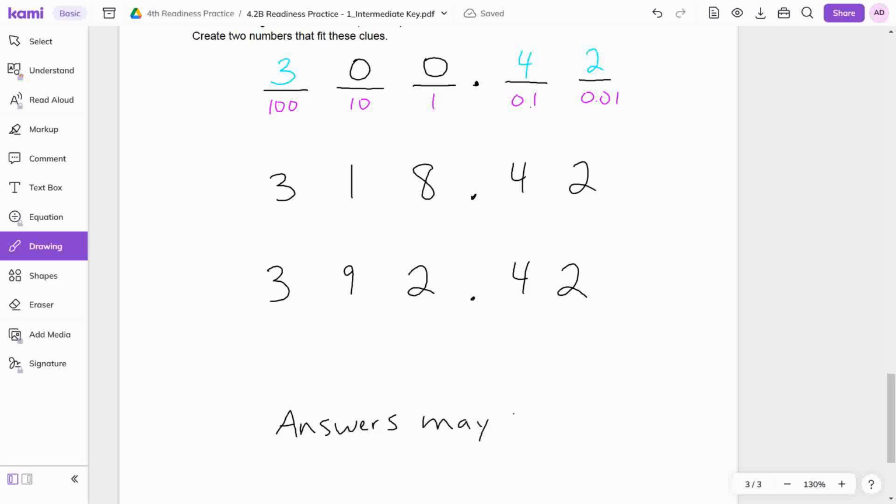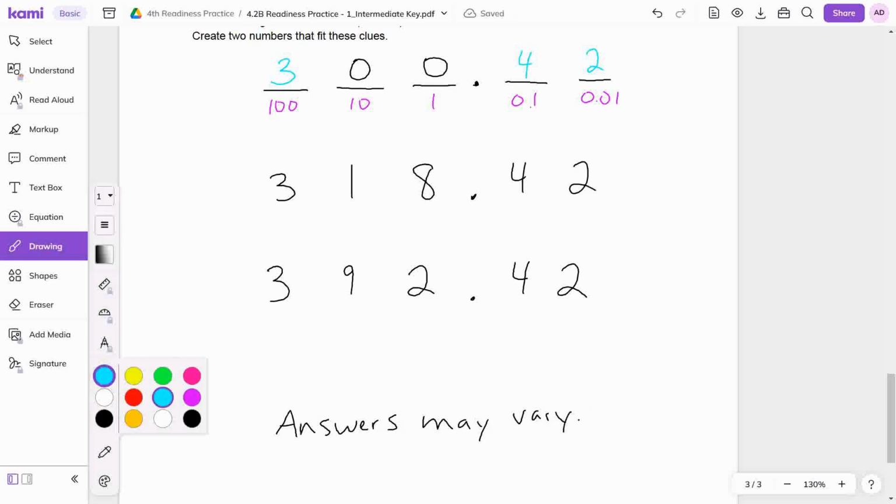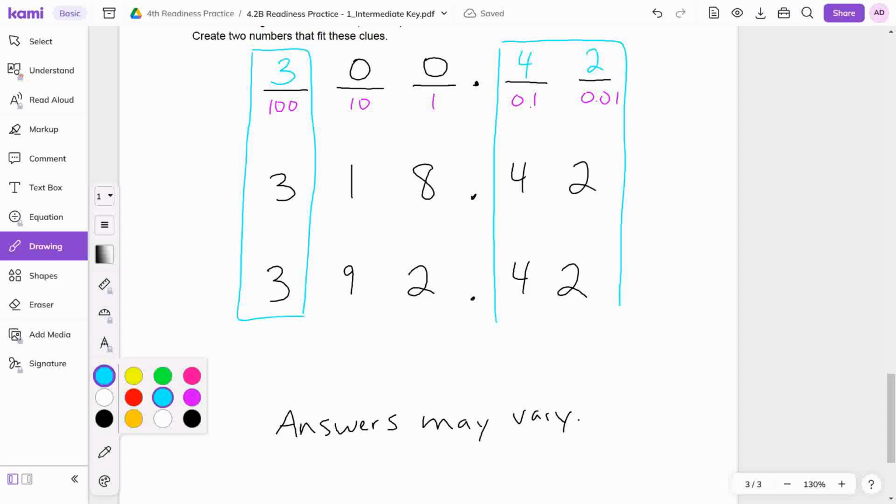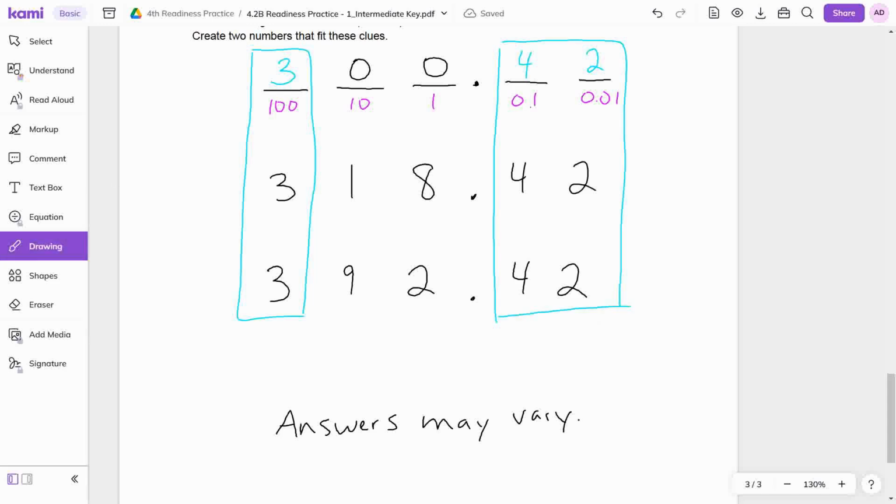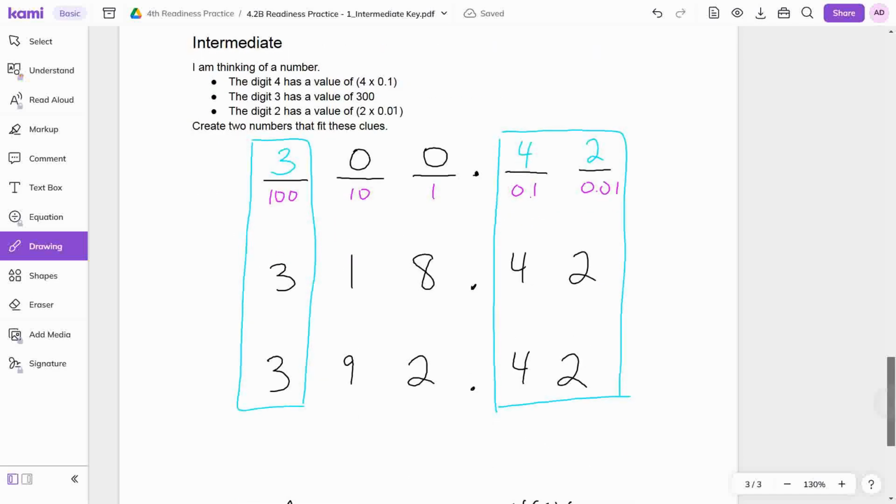You need two different answers, and I will circle in blue the digits that have to be there. We need a 3 in the hundreds place, a 4 in the tenths place, and a 2 in the hundredths place, and then the other two spots, the ones place and the tenths place, those may vary.